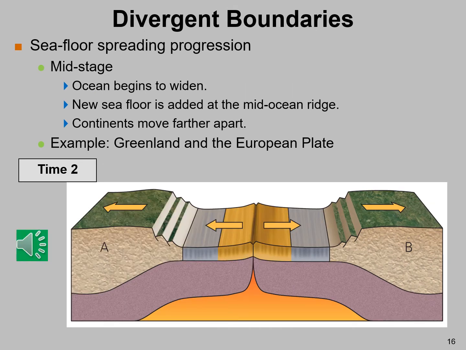During the mid-stage of seafloor spreading progression, the ocean begins to widen even more. New seafloor is added at the mid-ocean ridge, and continents move further apart. An example is the separation of Greenland and the European plate by the Mid-Atlantic Ridge.